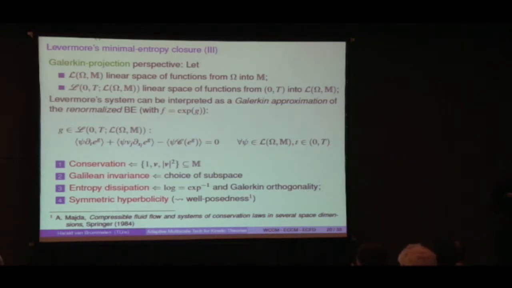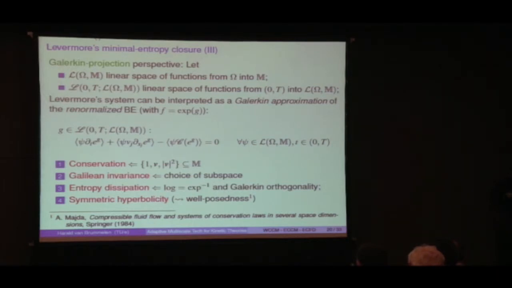And then you make a Galerkin projection in the velocity dependence. So the psi will be a test function, it lives in some space, and it lives in the same space where you're going to look for the approximation to g, standard Galerkin approximation. And now we can derive the structural properties of the Boltzmann equation in this system from Galerkin orthogonality.